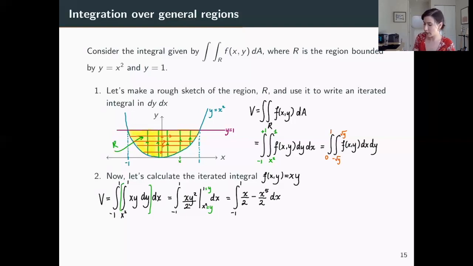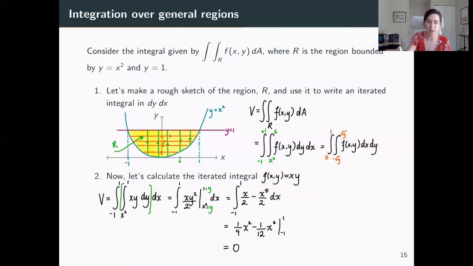Then we can finish this up as we would solve a general single integral. So this will give me 1 over 4 x squared minus 1 over 12 x to the 6 from -1 to 1. And evaluating this, we will get a total value of 0 for the volume underneath of this curve on the region given here.